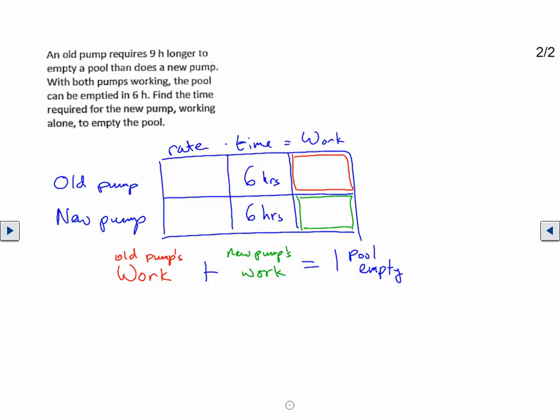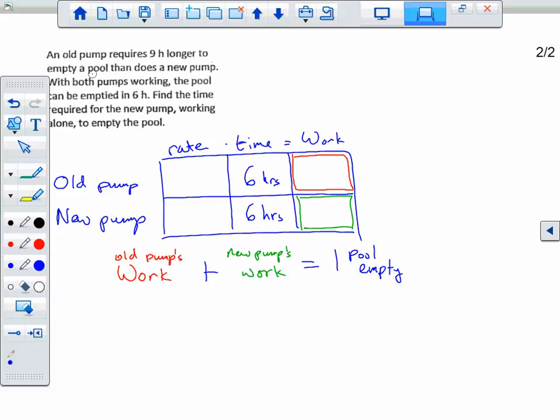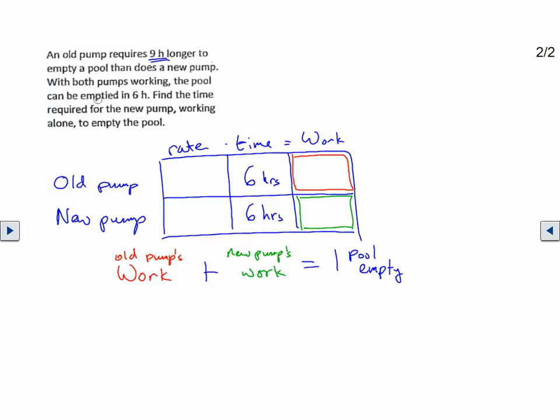They empty a pool. Now, to finish this, I just need to know the rate that the old pump works and that the new pump works. So I go back and look, and it gives me some information: the old pump requires 9 hours longer to empty a pool than does a new pump.